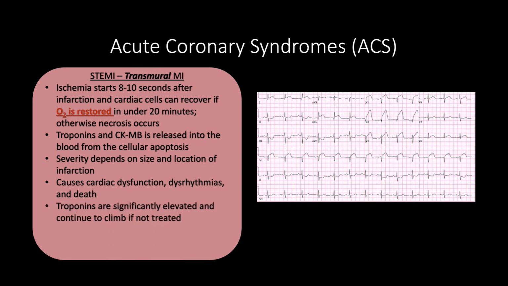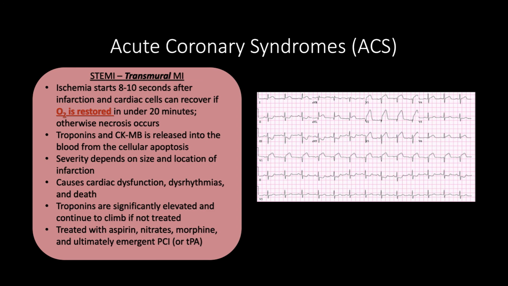The troponins are significantly elevated and continue to climb if it's not treated. Obviously, more and more of the cells are going to die, releasing more and more troponin. So we do trend troponins in the clinical setting over time to make sure things are getting better and not worse.